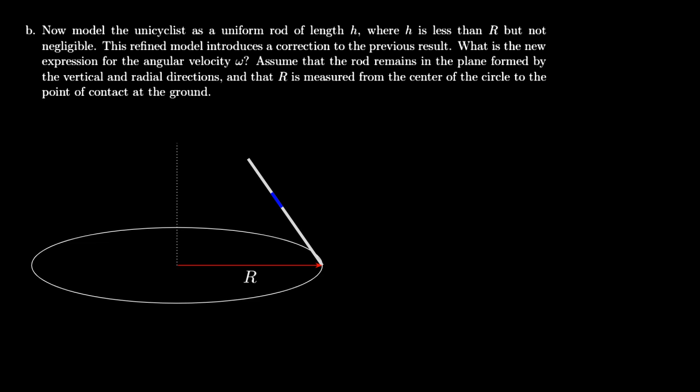So to do this, we can break up the rod into a bunch of infinitesimal pieces. And here, one of those pieces is shown. And we can call the distance from the bottom of the rod to the location of that segment S. And so the length of that small piece is just going to be ds.